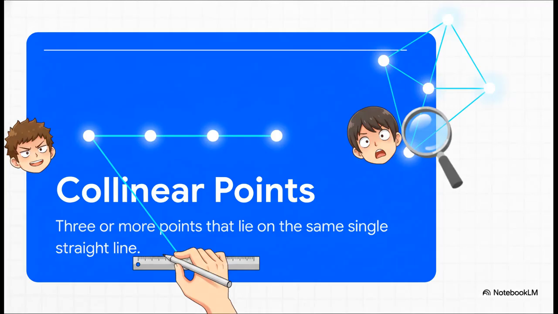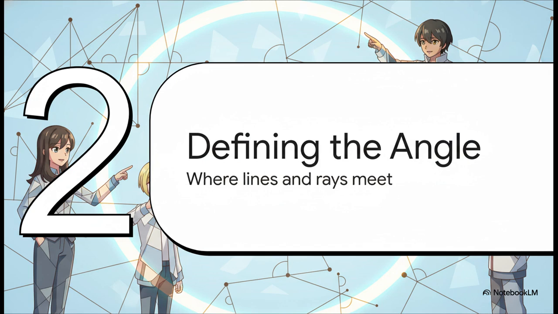You know, any two points are always collinear. Why? Because you can always draw a straight line between them. No big deal. The real question is, what about three or more points? If you can connect all of them with a single perfectly straight line, then they're collinear. If you can't, they're not. Simple as that.